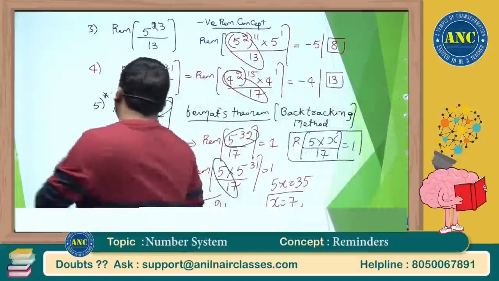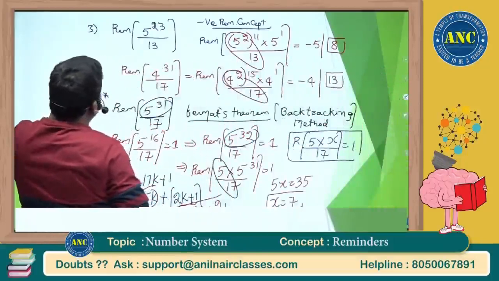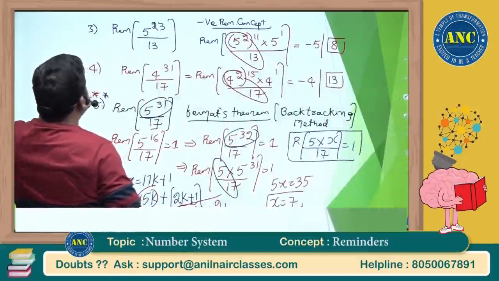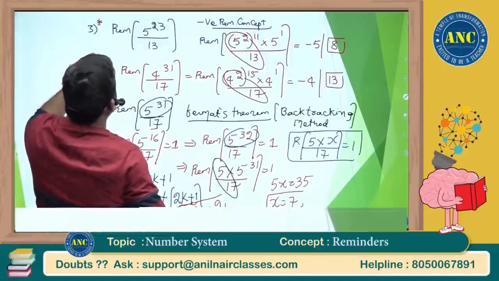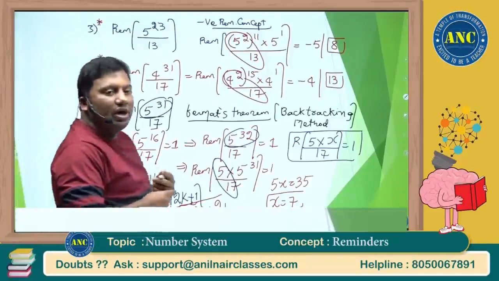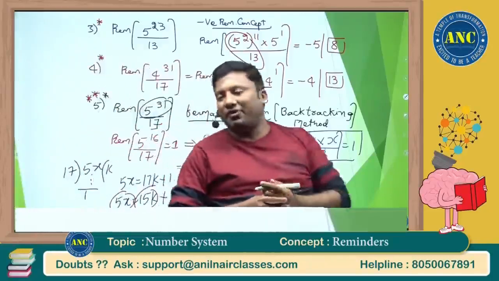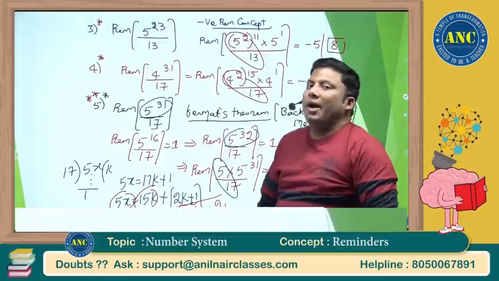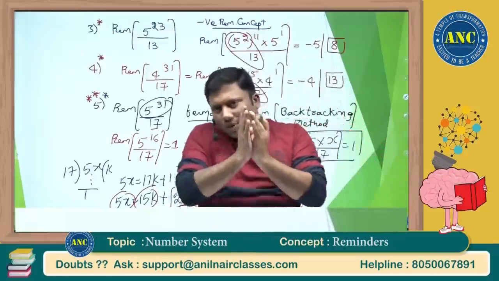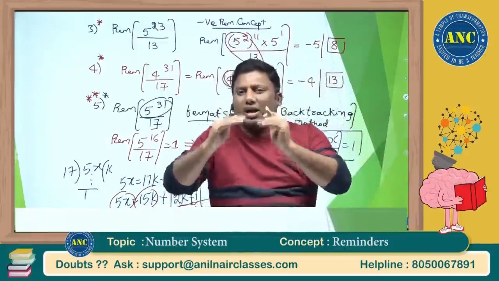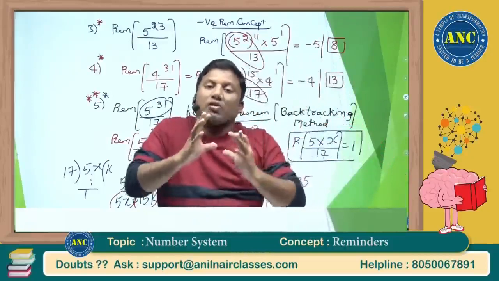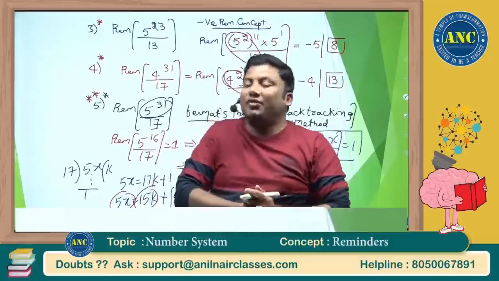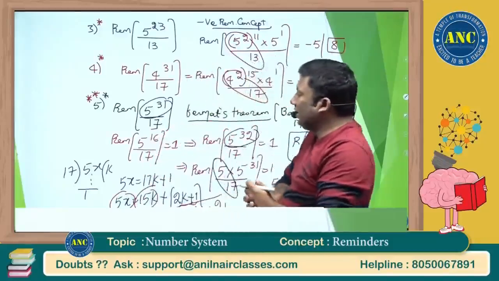Very, very good question. First we discussed the definition of Fermat's theorem. Then we discussed how the negative remainder can also be used to get the answer very, very fast. Then we have seen the backtracking method. The notes will be very crystal clear. Each and every model that comes under Fermat's theorem, everything will be discussed in detail.